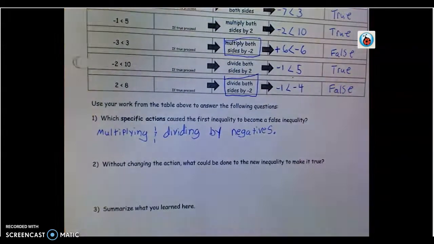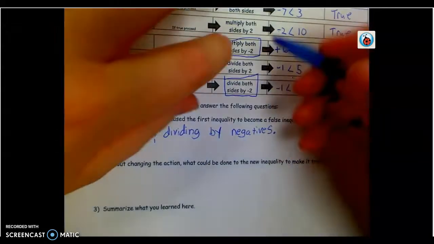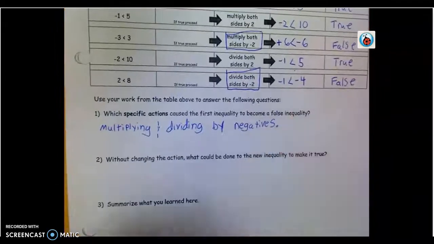Just as a little heads up, that was not just some random coincidence. It doesn't have to be that it was 2's there. Any negative that would have happened, anytime you would have multiplied any negative by any inequality, it would have come out false.